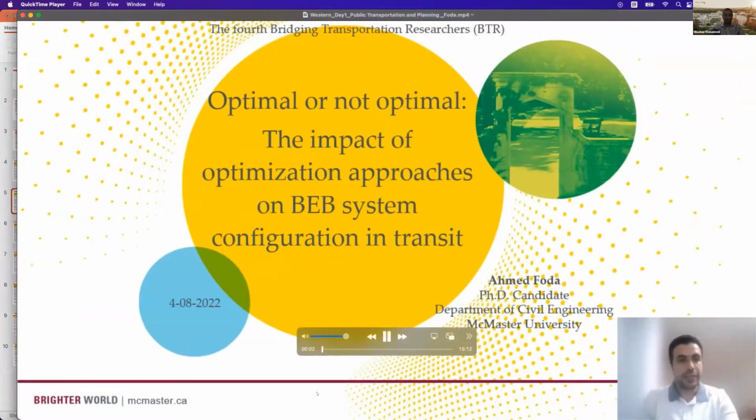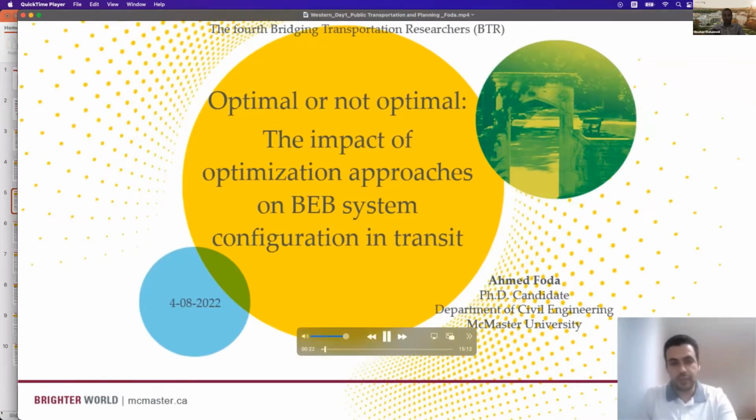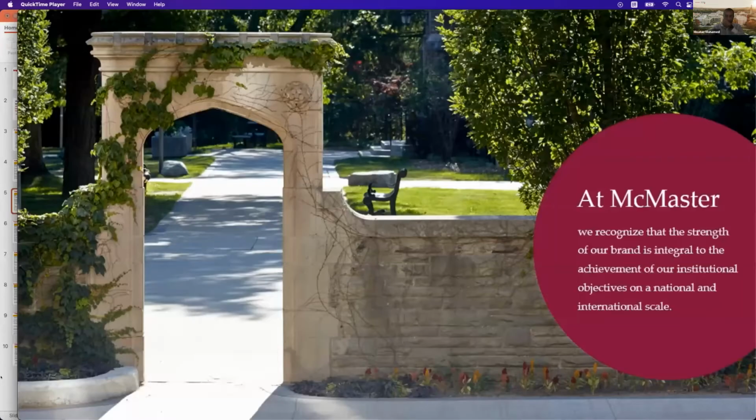Hello everyone, my name is Ahmed Foda, PhD student in Civil Engineering at McMaster University. Today I will present my work titled Optimal or Not Optimal, the impact of optimization approaches on battery electric bus system configuration in transit. I will present on behalf of the authors of this paper, me, Ali Saleh, and Professor Moataz Mohamed.